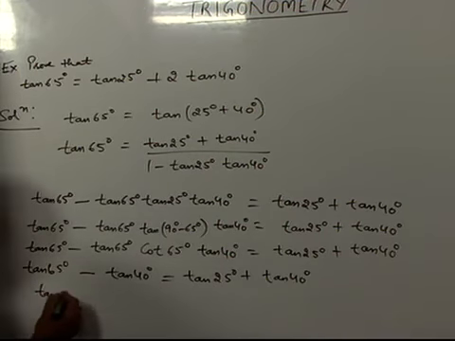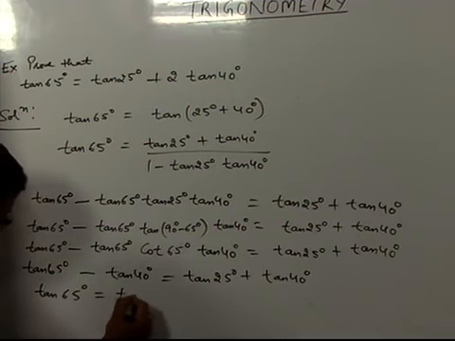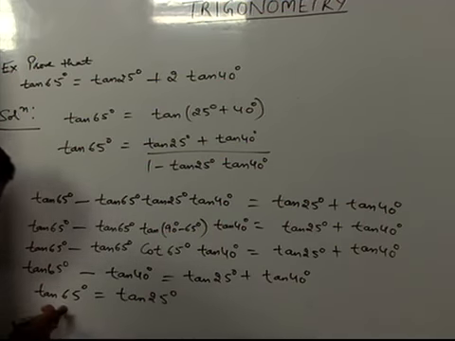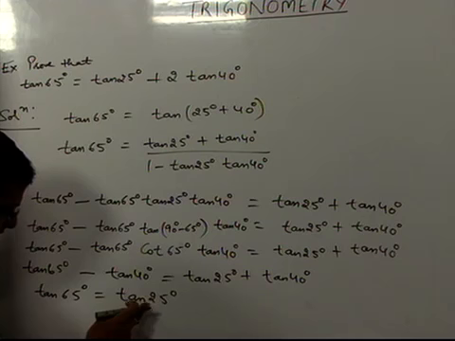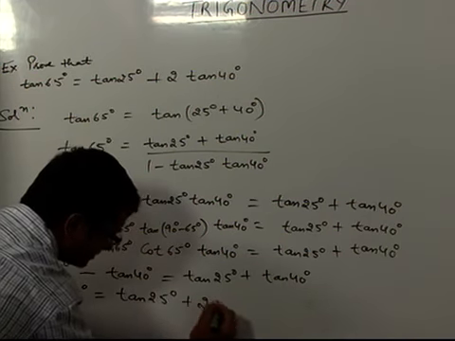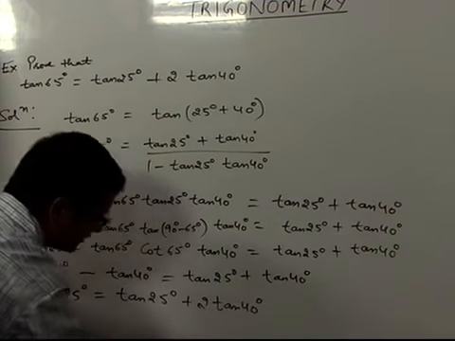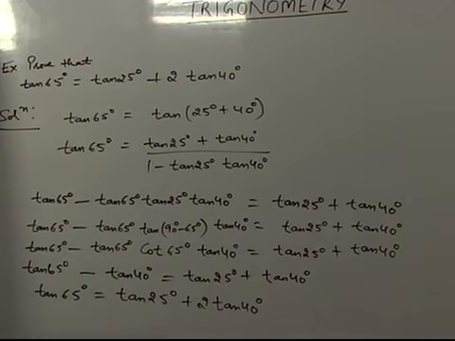Transposing this term to the right hand side, we get tangent 65 degree is equal to tangent 25 degree plus 2 tangent 40 degree, which we have to prove.